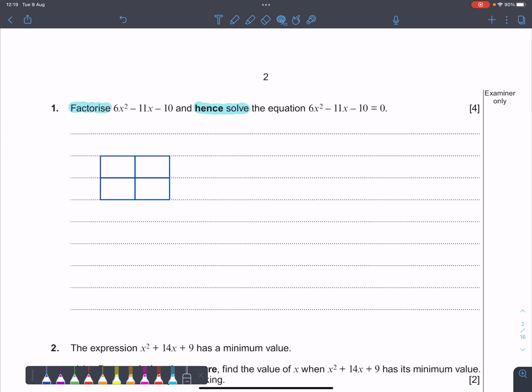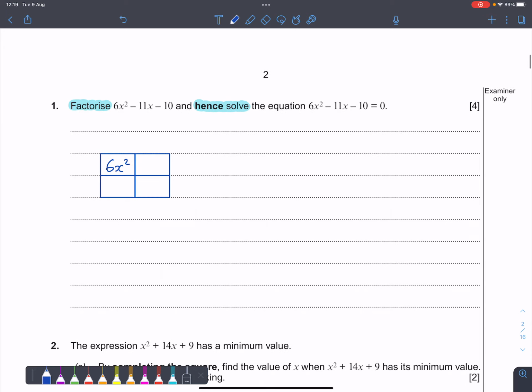Okay, so here's our grid. And when I look at this sort of question, I need to factorise 6x squared minus 11x minus 10. Well, the 6x squared is going to go in the top left box. The constant, the negative 10, is going to go in the bottom right box. And then the two boxes that are left over are going to be used to create this negative 11x. So we just need to figure out what two values we're going to use to create that negative 11.